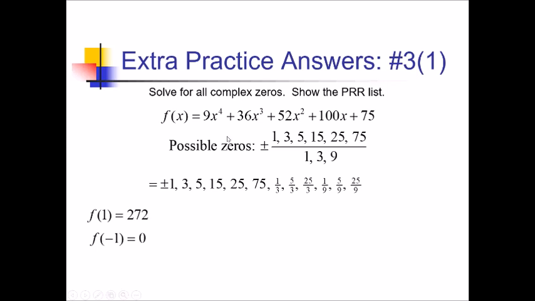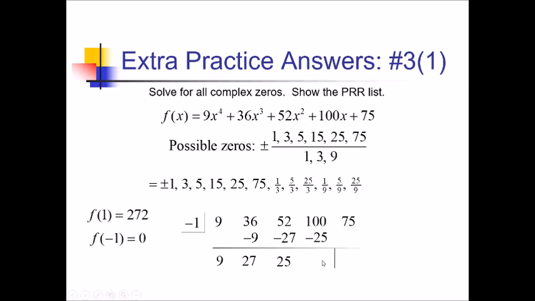Writing out my coefficients, I've got 9, 36, 52, 100, and 75. And we'll do our little line here, and now a box number of -1. We bring down that 9 to start us off here. -1 times that is -9. Plus 36 is 27. Times -1 gives us -27. Plus 52 is 25, I believe, times negative 1 is negative 25, plus 100 is 75, times negative 1 is negative 75, plus 75 is 0.